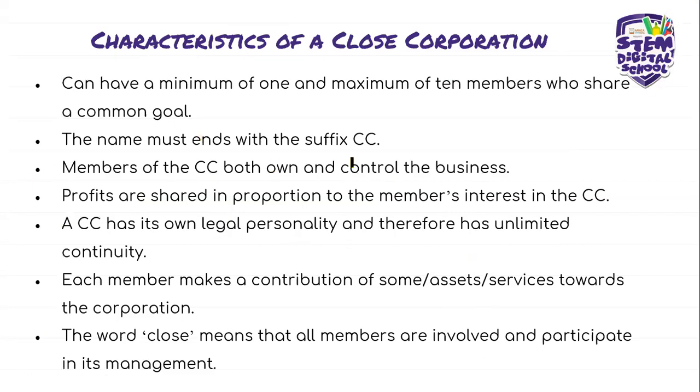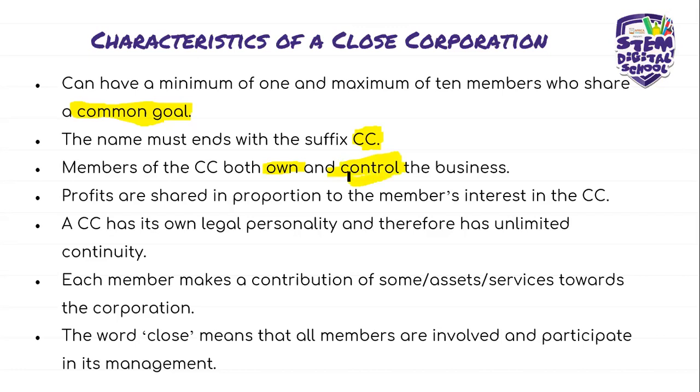Now let's look at the characteristics of a close corporation. It can have a minimum of 1 and a maximum of 10 people who share the common goal. So the people share what? The common goal. The name must end with the suffix CC. That's where we would see that it's a close corporation. Members of the close corporation both own and control the business. It can be one member, but they own and control.